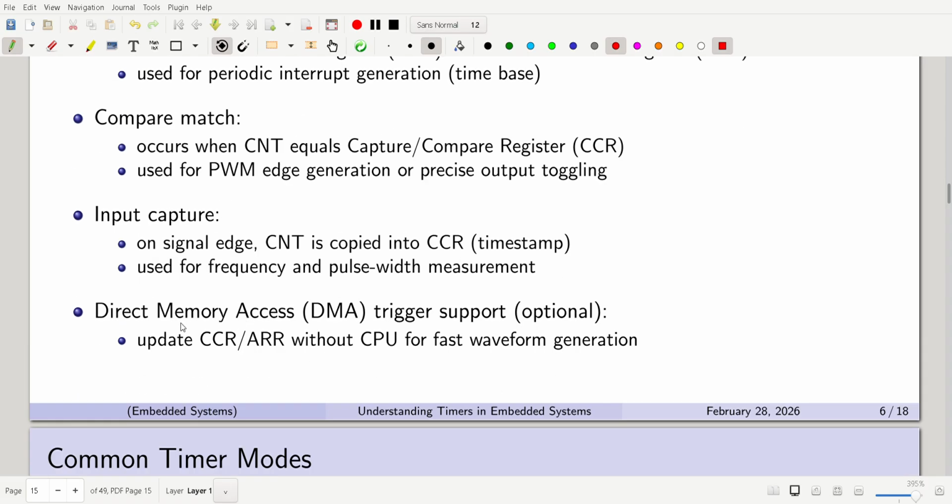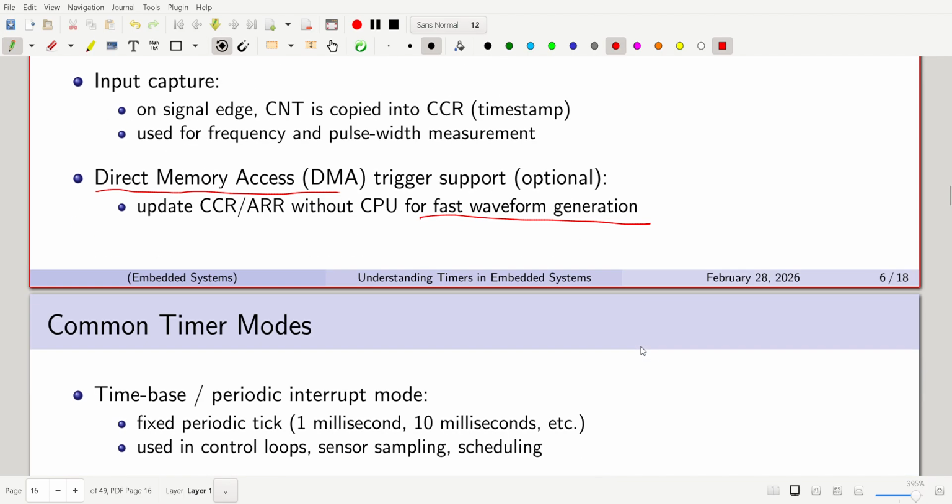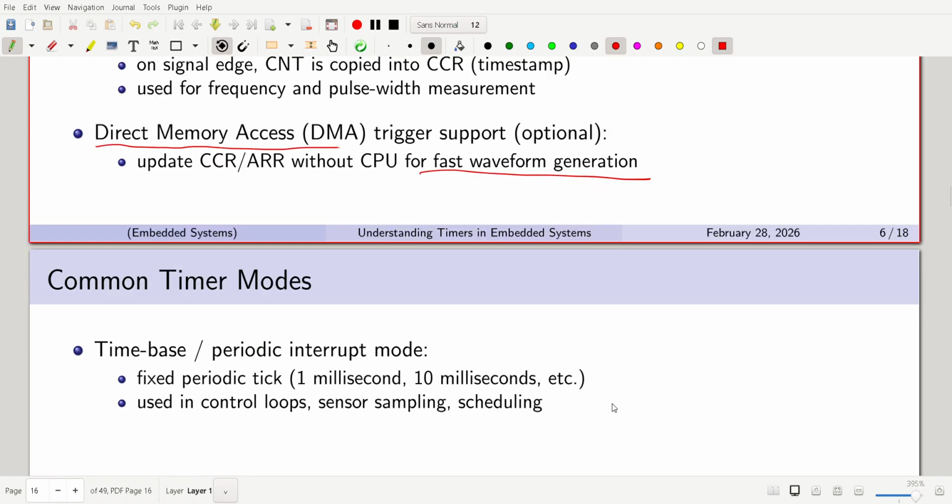Direct memory access, how can we do that? Trigger support is an option that updates CCR and ARR without the CPU for fast waveform generation. So if you use direct memory access, it will be fast to generate the waveform.